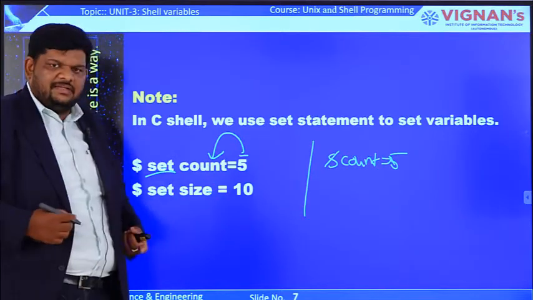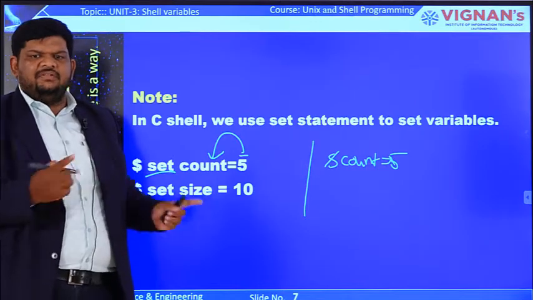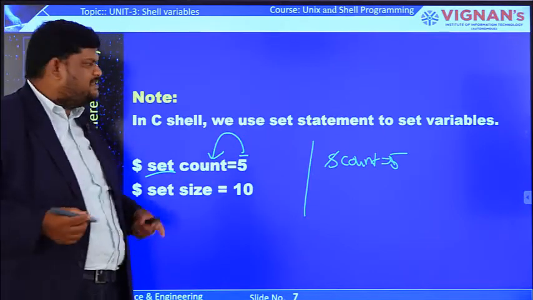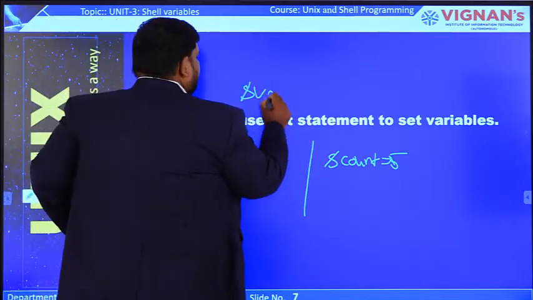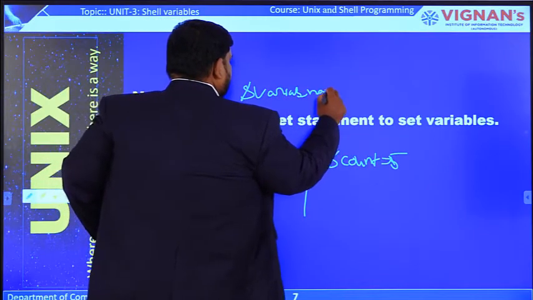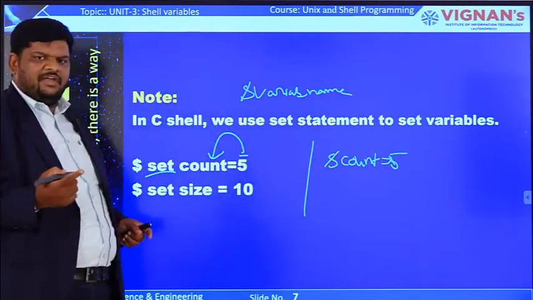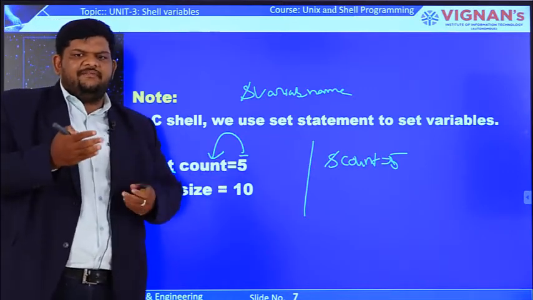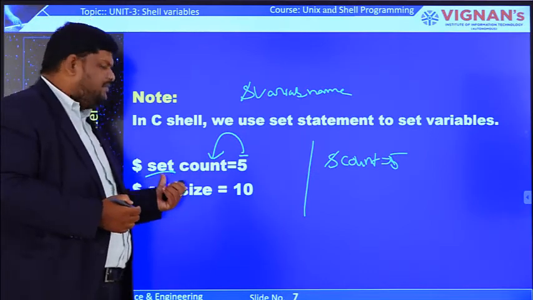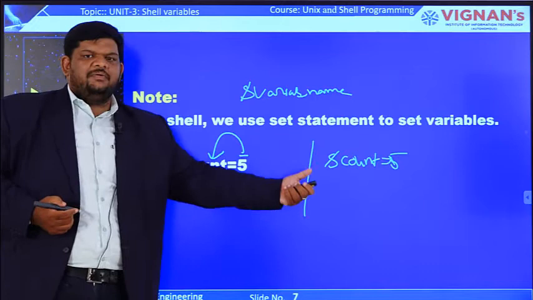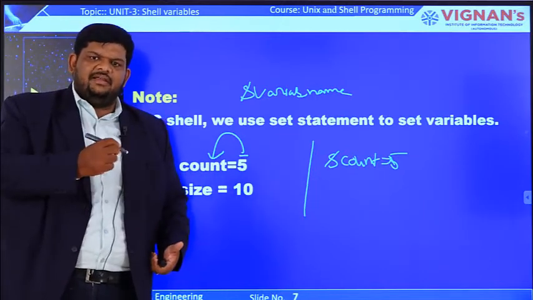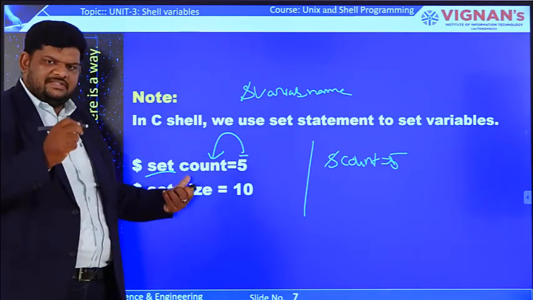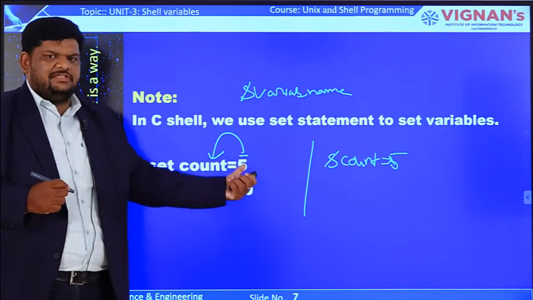When it comes to accessing the value present in the variable, both the Bourne shell and the C shell are the same: with the $ sign and the variable name. The same syntax is followed in both shells. Only in defining the variable is there a little difference. In the C shell we have to write the set command, whereas in the Bourne shell we can write the variable name equals value directly. But in the C shell we have to write set, then the variable name equals value.